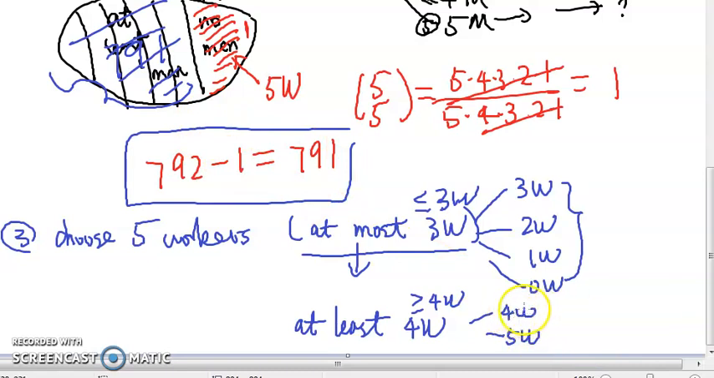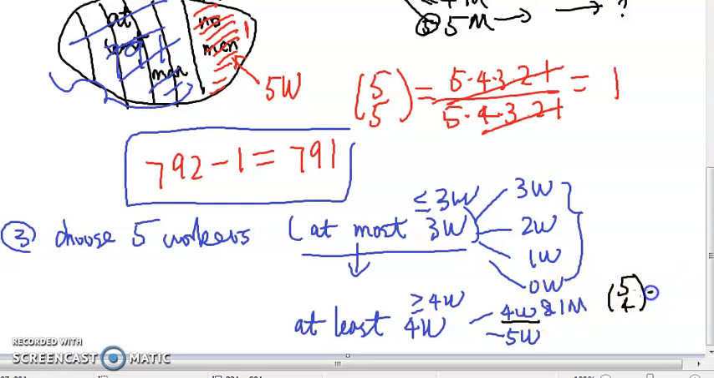So the opposite, if we choose 4 women, that means because we need a total of 5 workers, we still have to choose 1 man. But if you choose 5 women, then we're going to have 5 people already. We don't have to choose any more men. All right, so let's see. How many ways are there to choose 4 women? Because we have a total of 5 women, choose 4 women.